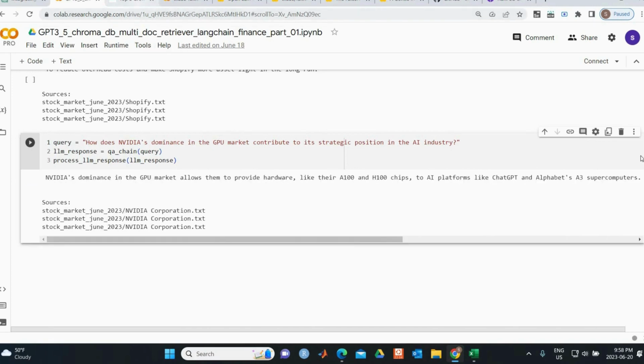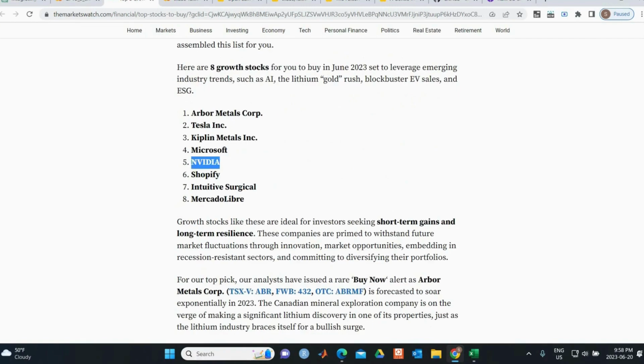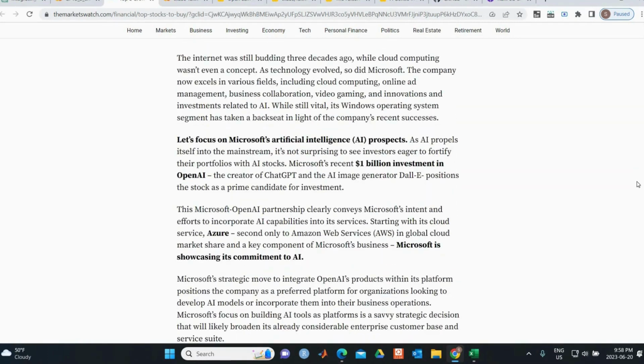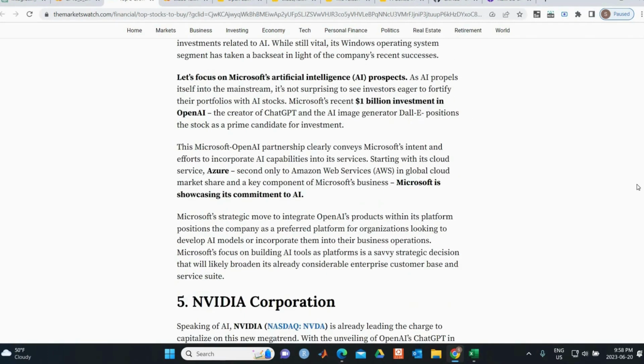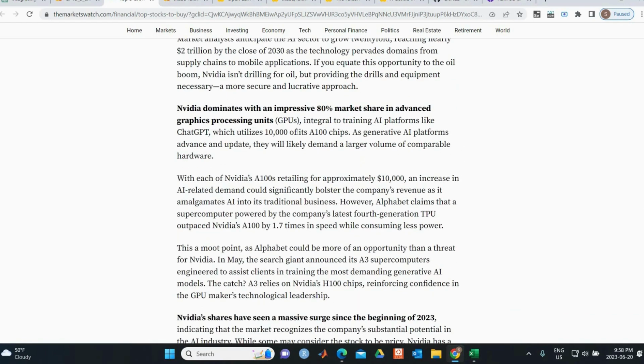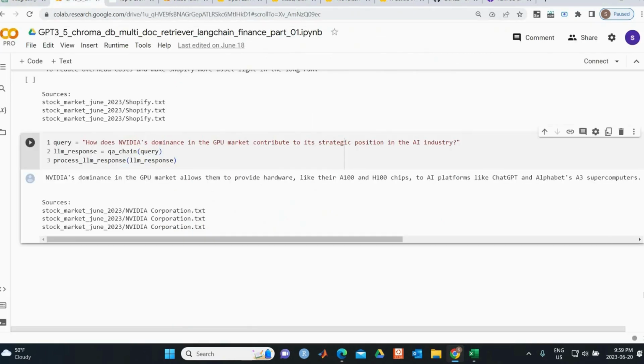So if we just look at this one, NVIDIA is number 5, so let's look at number 5 here. So yeah, here we have NVIDIA. So probably it took this information here, like utilizes 10,000 of its A100 chips, right? And it also picked some information here. There's some information that is this one here. So I think it correctly specified these questions.